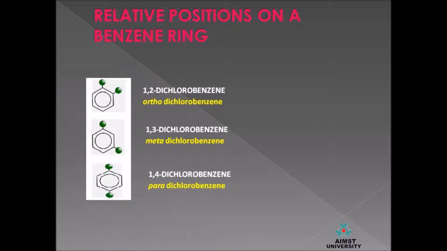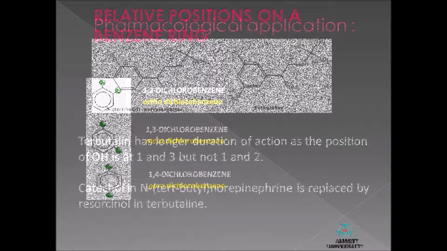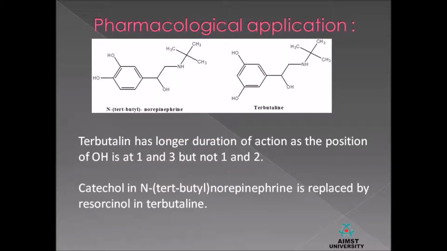In the second example, the halogen groups are attached to the first and third positions. In the third example, the first and fourth carbon atoms are attached with the halogen atoms. So the second and third are meta-dichlorobenzene and para-dichlorobenzene. So there are totally 3 positional isomers for dichlorobenzene, that is ortho, meta and para-dichlorobenzenes.